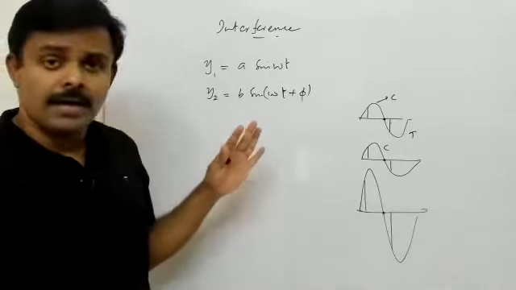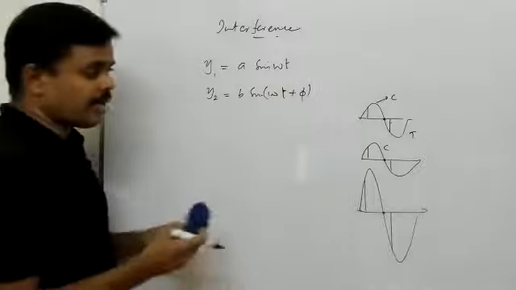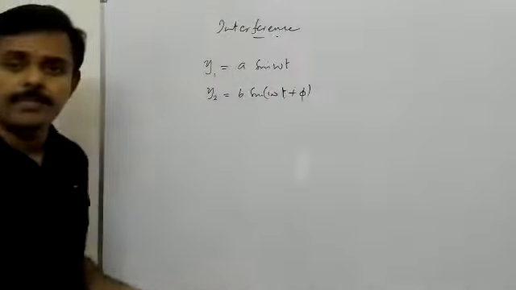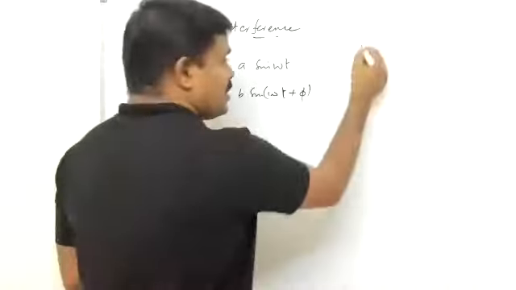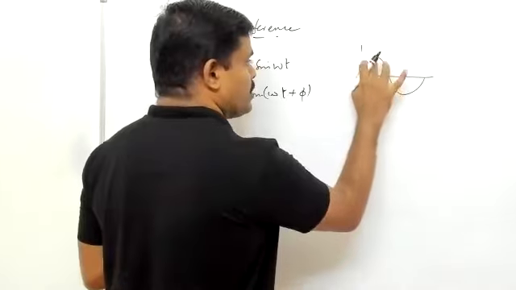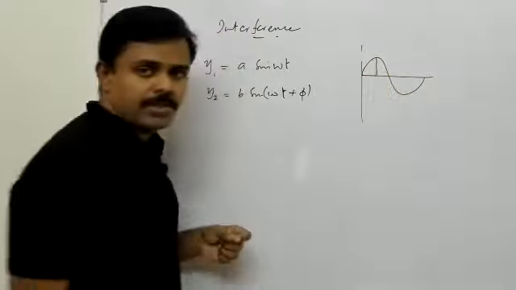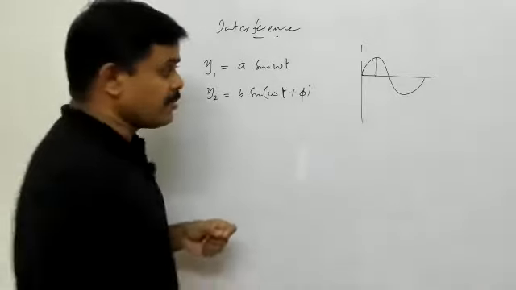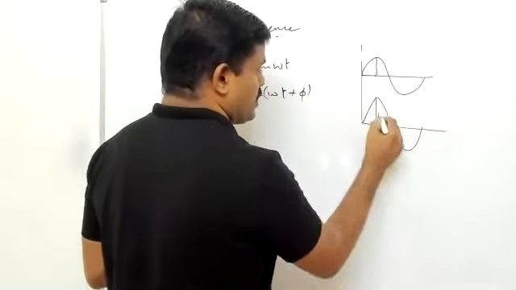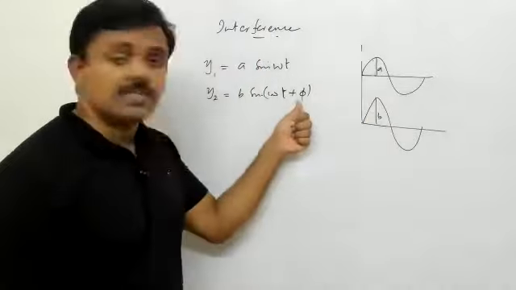And like I said, I've taken two waves here. Y1 is equal to A sine omega t. Y2 is equal to B sine (omega t plus phi). Now what is this? A sine omega t. A is the amplitude of the first wave. Amplitude means what? Amplitude means the maximum height. Similarly, for the second one, the amplitude is B. Look at that. The amplitudes are different. And then what? They have a phase difference of phi.